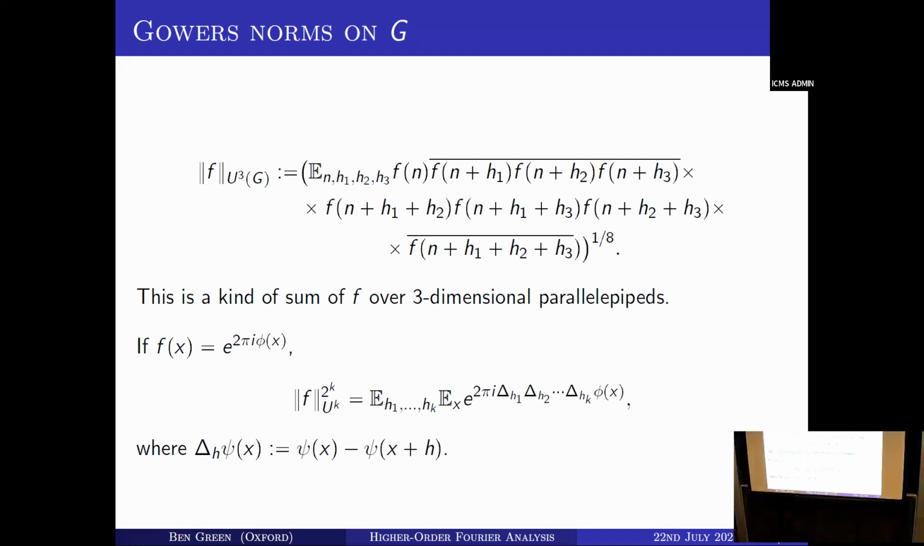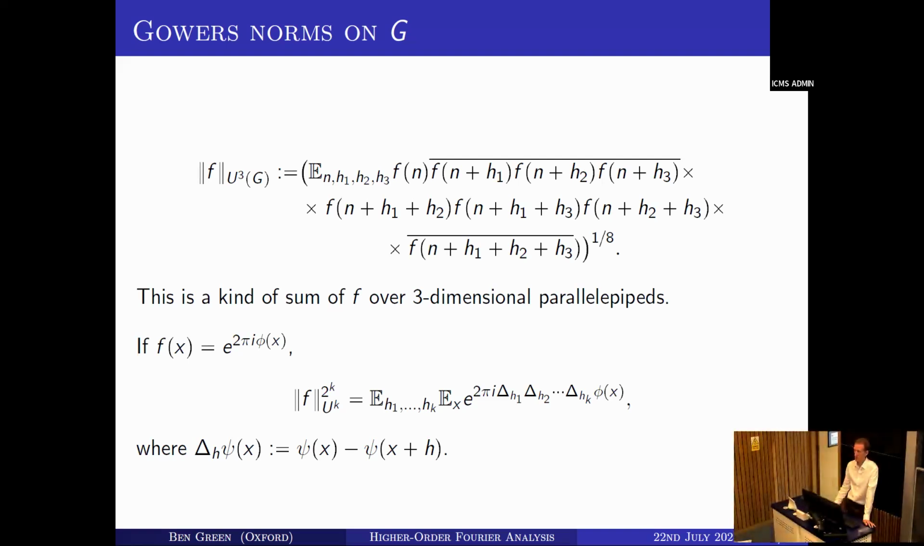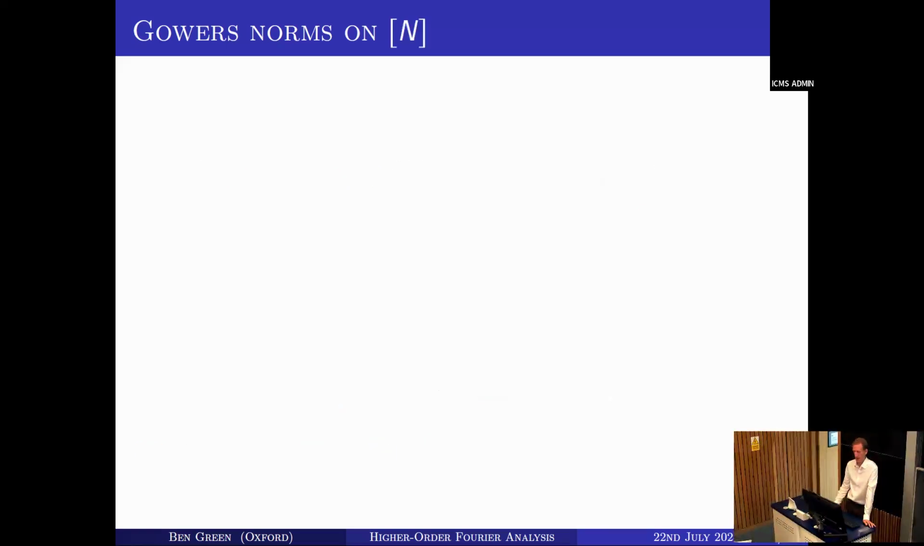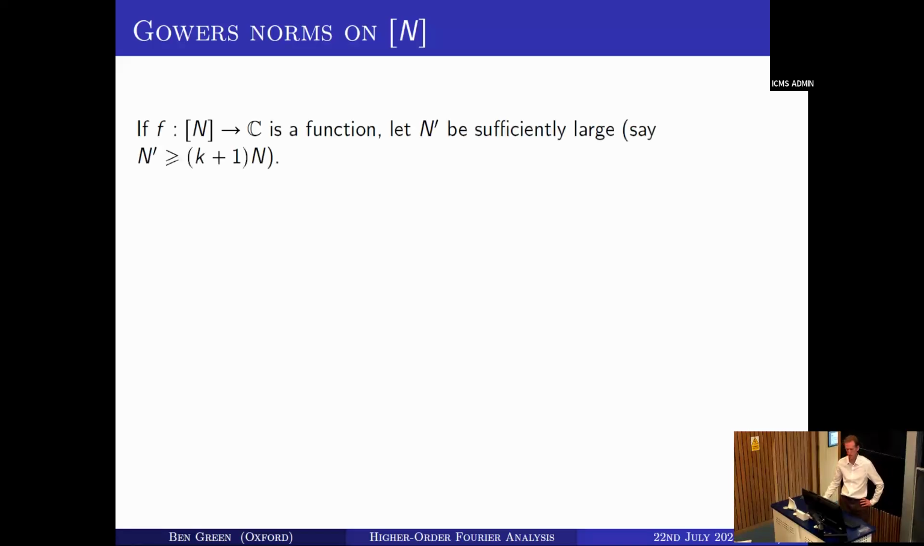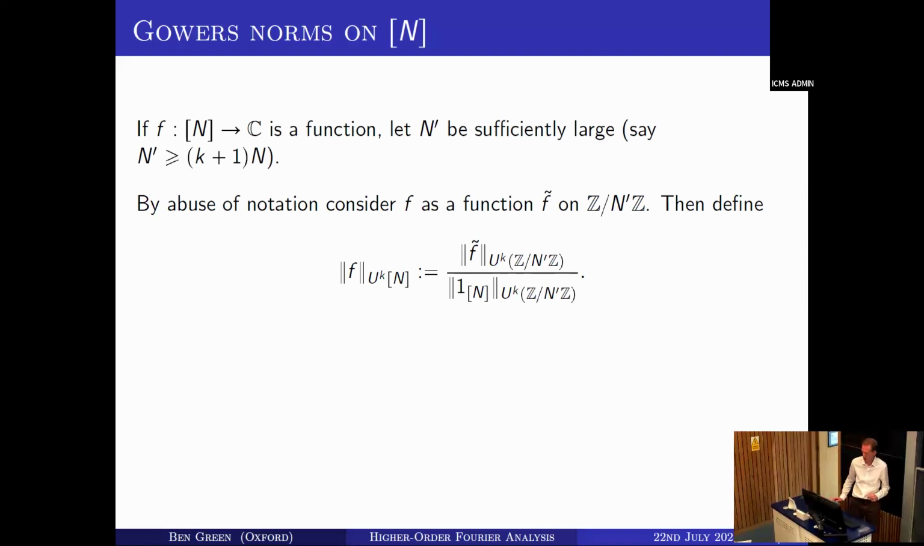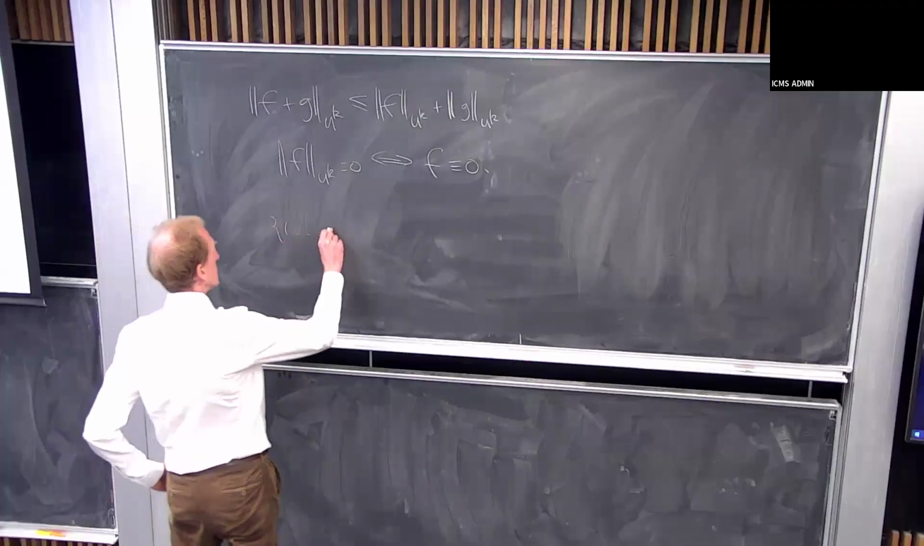Okay, so that's the definition of Gowers norms on finite abelian groups. When you're doing number theory, so if you want to do something with the primes or with sets of integers, you need to consider Gowers norms on segments of the integers. Just to be clear about what that means, because of course the numbers 1 up to N are not quite a group, to define the Gowers norm there, what you do is you embed 1 up to N into a suitable cyclic group.